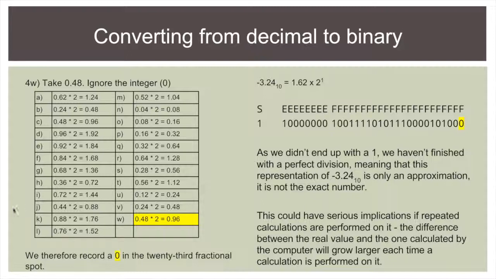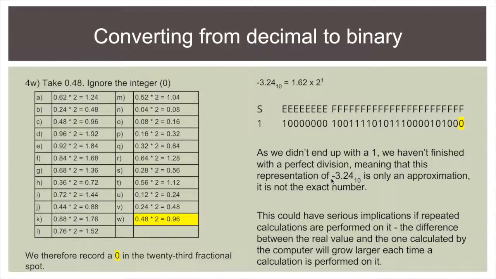And so we didn't get a pattern, we didn't end on a 1, and so we haven't finished with a perfect division, meaning that this number here is only an approximation of minus 3.24. The computer can't actually represent minus 3.24 exactly using IEEE single precision.